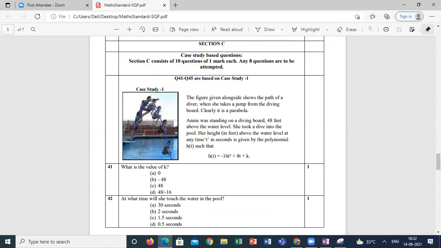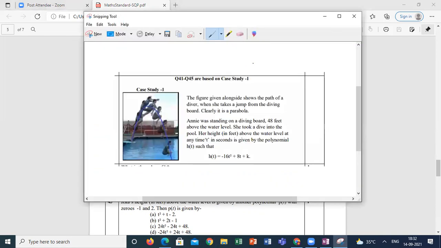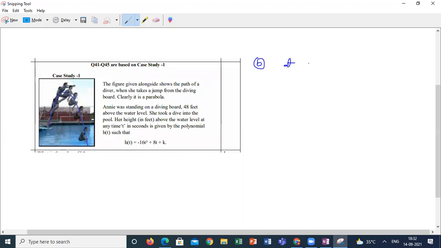What time she will touch the water in the pool? What is that meaning? At what time she will touch the water in the pool? Where height is zero. H of t should be zero. Her height should be zero. At what t value height is zero? The second question says, at what t value h is zero? That means how much time she took to reach the ground. So minus 16 t square plus 8t plus, already we calculated k as 48, is equal to zero.